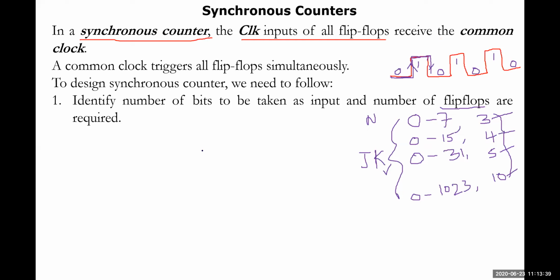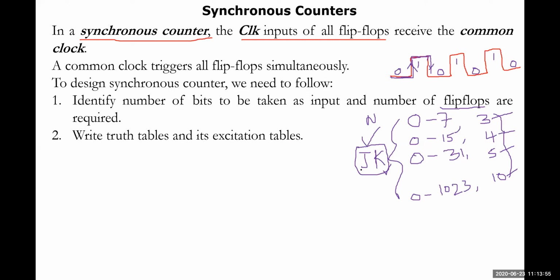Next, followed by the second step. After identification of the flip-flops, you need to construct excitation tables for the flip-flops you have identified to construct the synchronous counter. If you construct your synchronous counter using JK, you have to draw excitation tables for JK. If you construct it using D flip-flop, you have to draw the excitation table for D flip-flop. For T flip-flop, you have to draw the excitation table for T flip-flop.